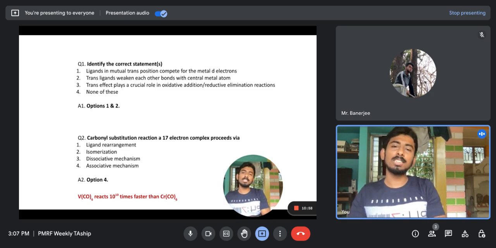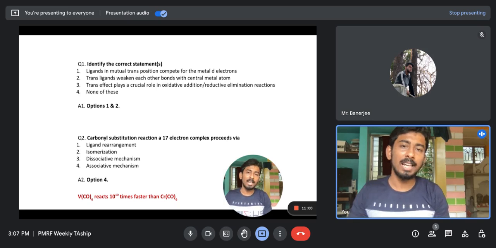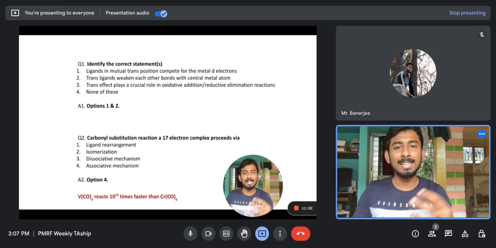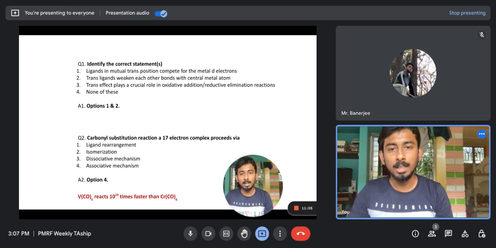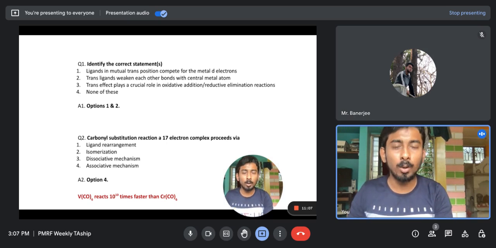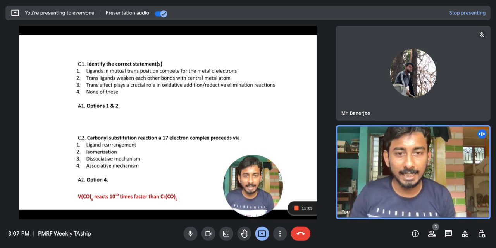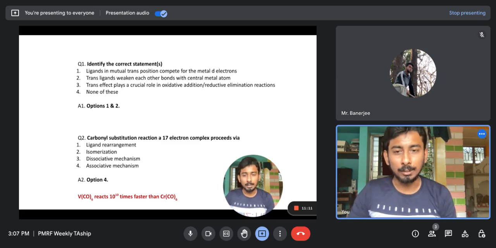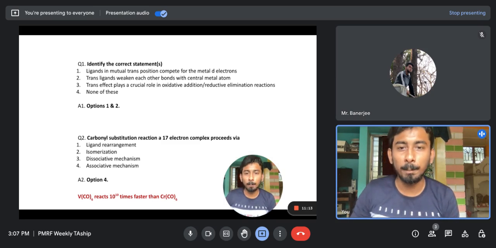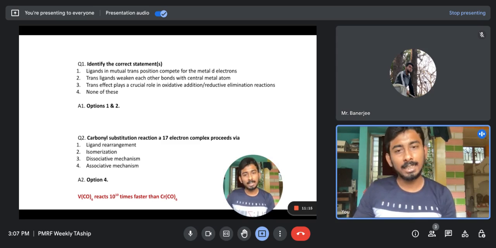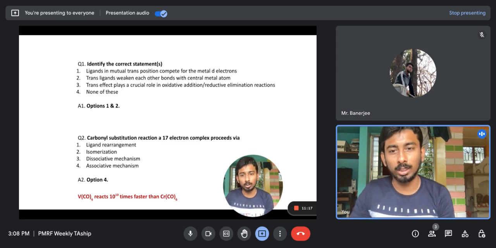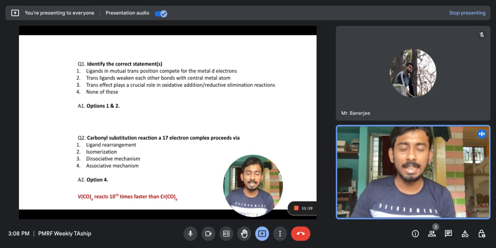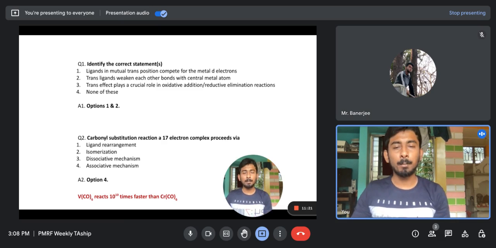In case of association, in carbonyl substitution, one of the incoming groups will be bound to the vanadium. So from V(CO)6 it will go to V(CO)6L, where L is the incoming group. Now it is a 19 valence electron complex, considering that this incoming group is a 2 electron donor. So V(CO)6L is the moiety. Now it is an unstable moiety.